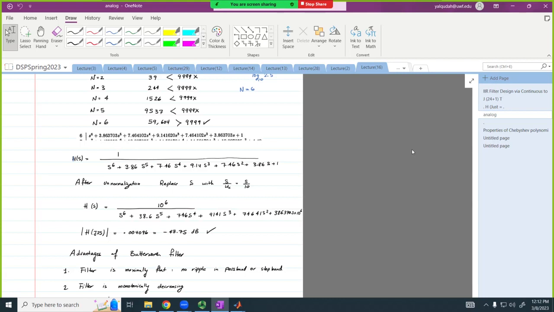How do I take the inverse Laplace of this function? Tables. What else? MATLAB, what else? Partial fractions. Excellent, yes. I can come here, do partial fraction expansion. That is going to give me the impulse response of this filter.